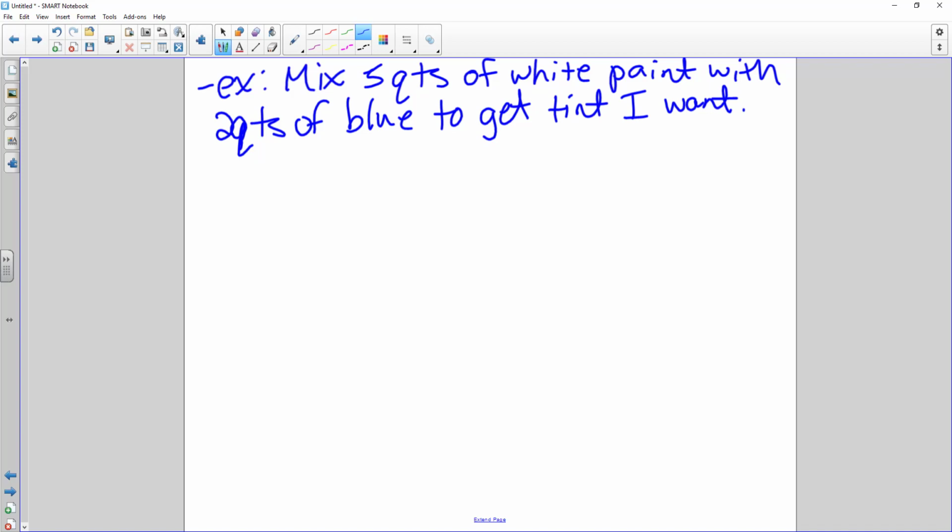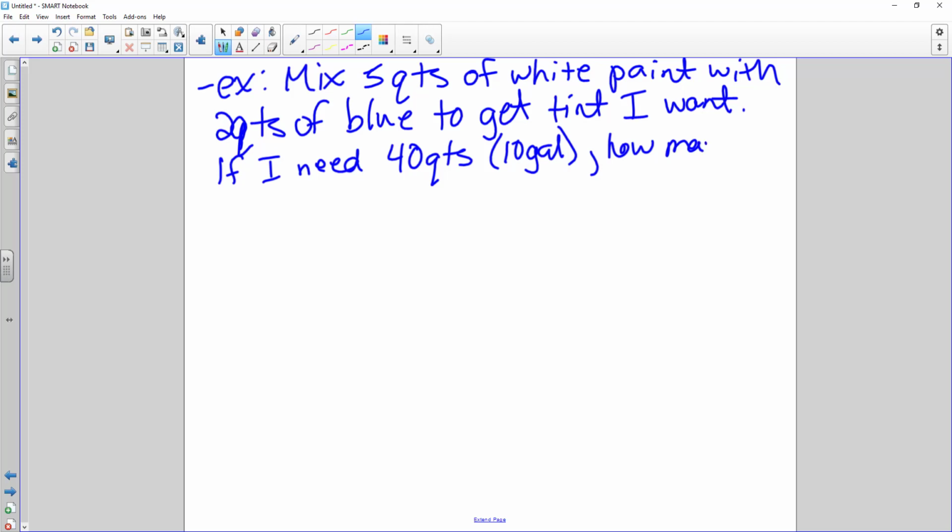So if I need 40 quarts altogether, which is actually 10 gallons, so typically we order paint in gallons, but let's say this ratio I know was in quarts, so I'm going to give you a conversion to that. So if I need 40 quarts altogether, how many quarts should be blue?